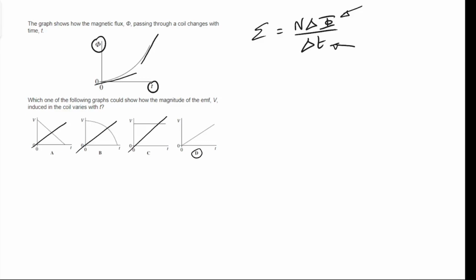So if we look at option D, we see that the EMF is directly proportional to time, as it's a straight line through 0, and we can't really tell from the graph whether it's going to be a linear relationship, but as I said, it's the only graph where we have an increasing EMF corresponding to an increasing gradient of the graph.